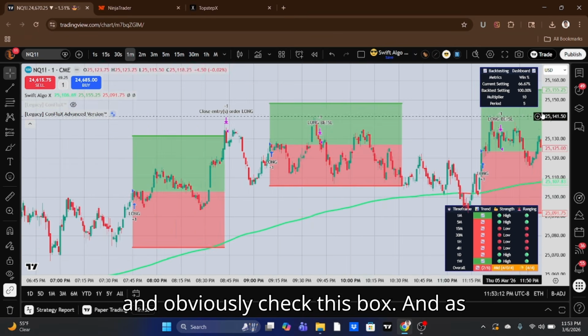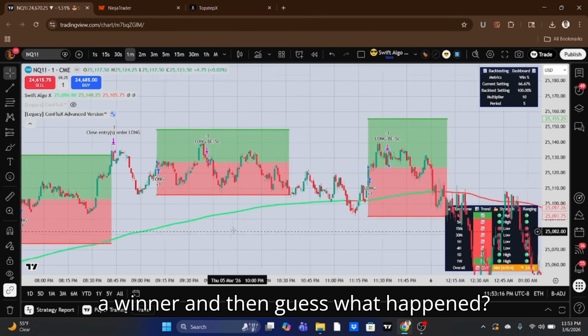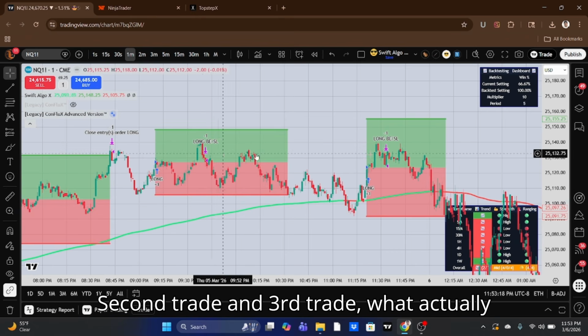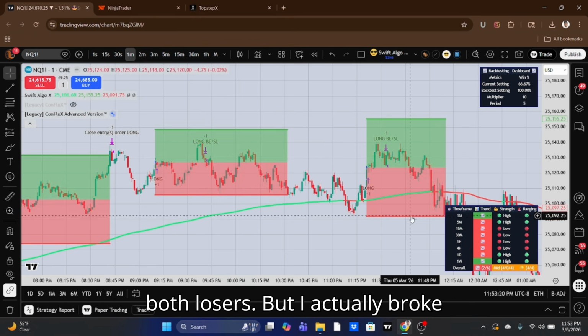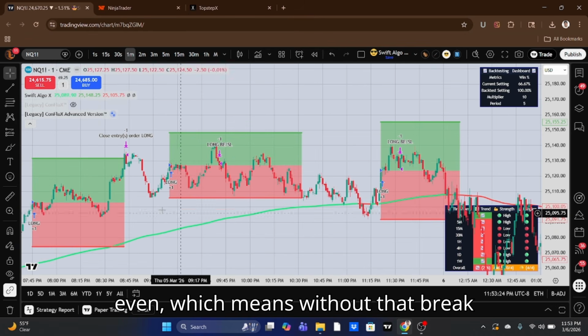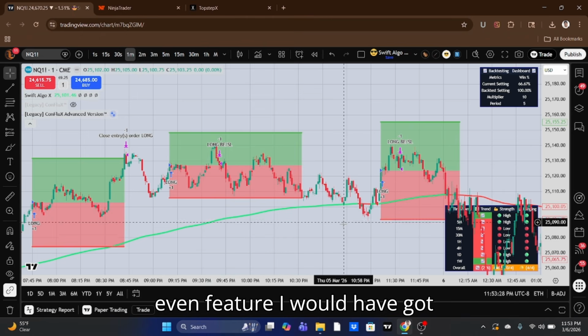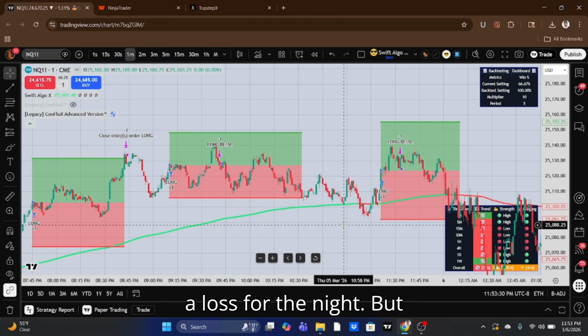And as you can see, the first trade was a winner. And then guess what happened? Second trade and third trade were actually both losers. But I actually broke even, which means without that break even feature, I would have got a loss for the night.